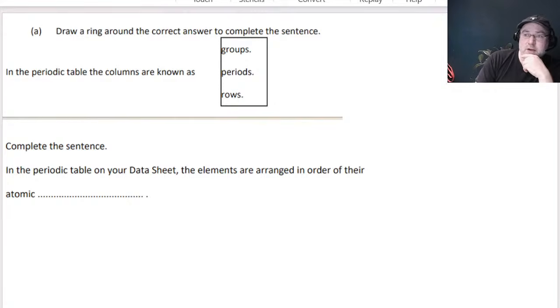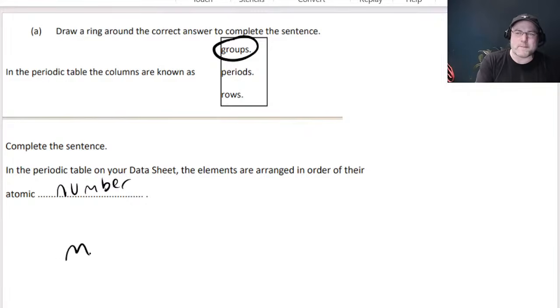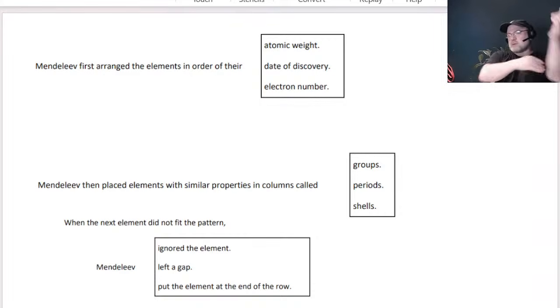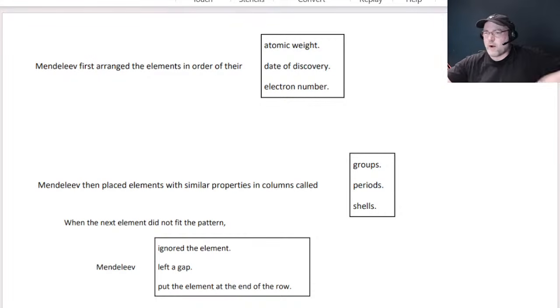What are the columns known as in the periodic table? Oh my gosh, that's easy peasy pudding and pie. The columns are known as groups. And the elements are arranged in order of atomic number in your periodic table. The modern table, the one you use, is arranged by atomic number, not by weight. So just remember that. That's how the main thing changes. What else? See if you can do these three. What are the three words?